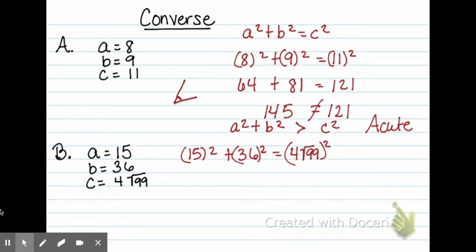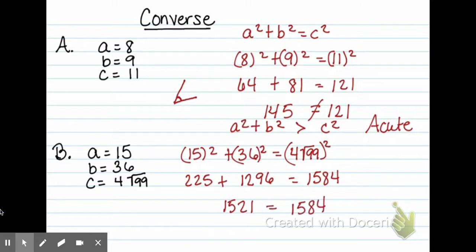So 15 squared is 225. 36 squared is 1,296. And then this squared actually gets rid of that square root. And you can use your calculator to do this. If you put this in, it ends up being 1584. So we're not worried about actually how to compute that. You can use your calculator for that part. So when we add these together, we get 1521 is equal to 1584. And we know that is not true.